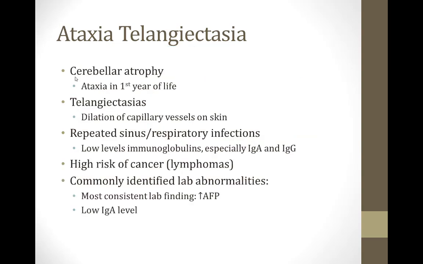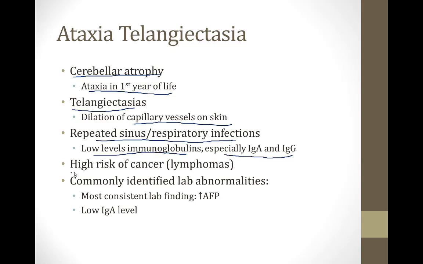So let's get more specific about the symptoms. These children will develop cerebellar atrophy, and they will have ataxia in the first year of life. This will present as falls and gait problems. They will develop telangiectasias, which are a dilation of capillary vessels on the skin. If you Google this, you can find lots of examples of what a telangiectasia looks like online. These children get repeated sinus and respiratory infections. For reasons that aren't clear, the ATM defects lead to low levels of immunoglobulins, especially IgA and IgG. And then finally, they're at high risk of cancer, especially lymphomas, and this is from accumulated DNA damage over time.